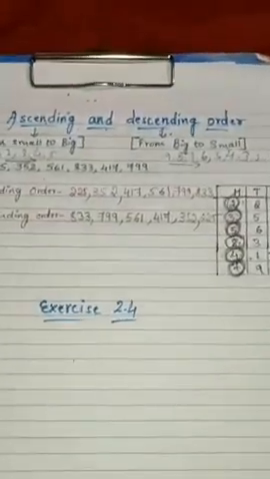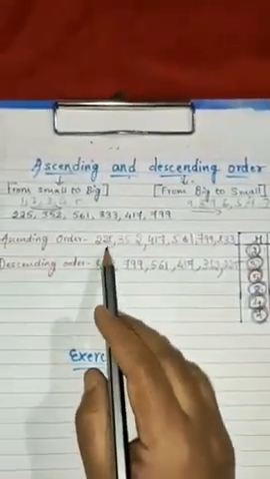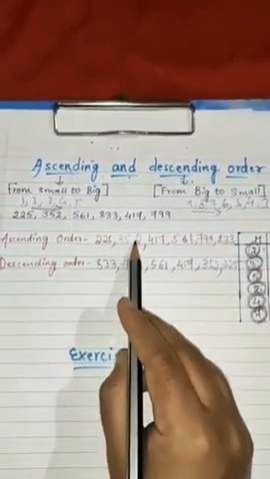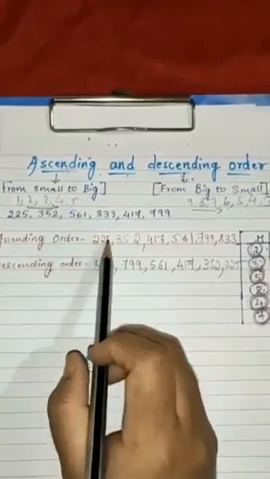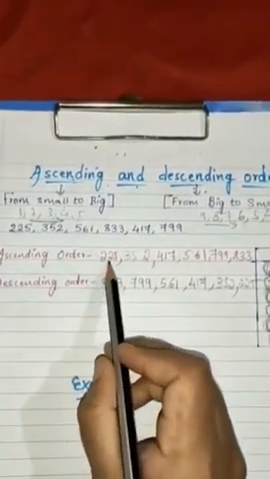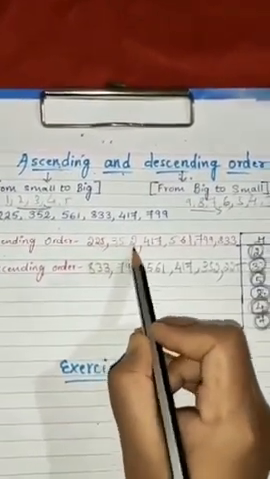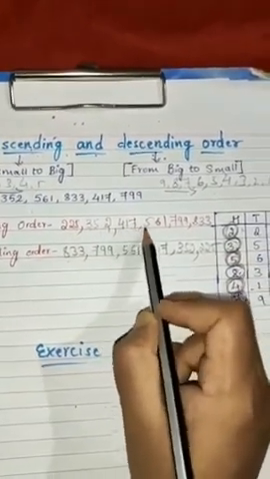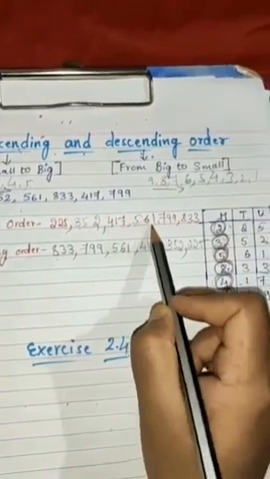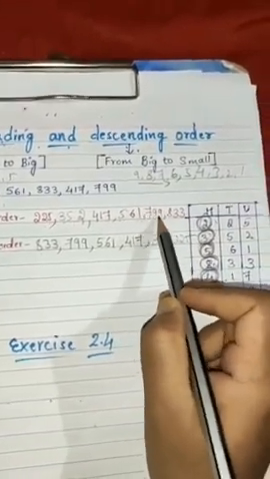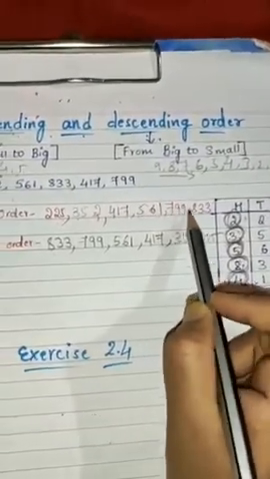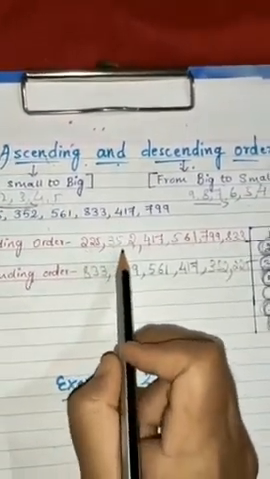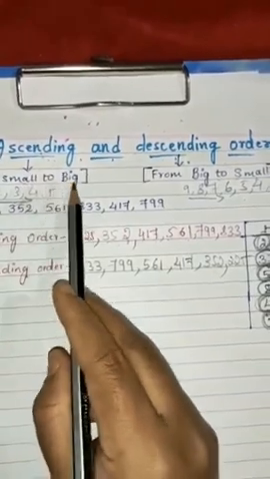Understood, children? So here you can observe these numbers. They are in ascending order, means you have started writing the numbers from small to big. Here you can see 225 is smaller than 352. 352 is smaller than 417. 417 is smaller than 561. 561 is smaller than 799. 799 is smaller than 833. Right? So we have written the numbers in ascending order from small to big.